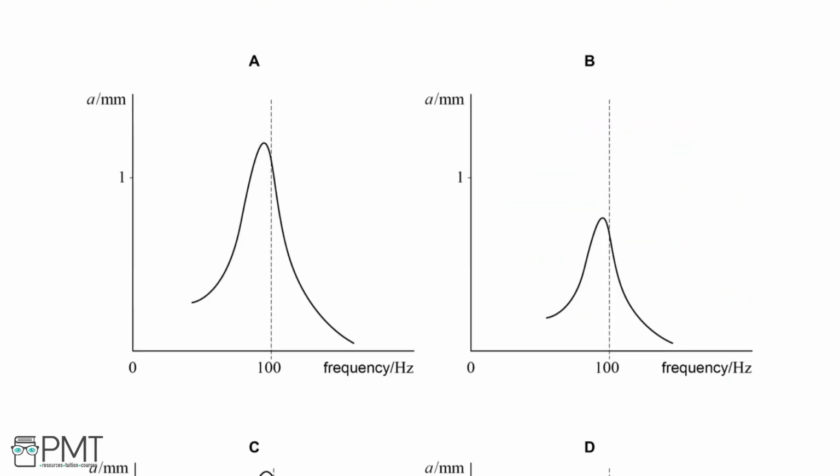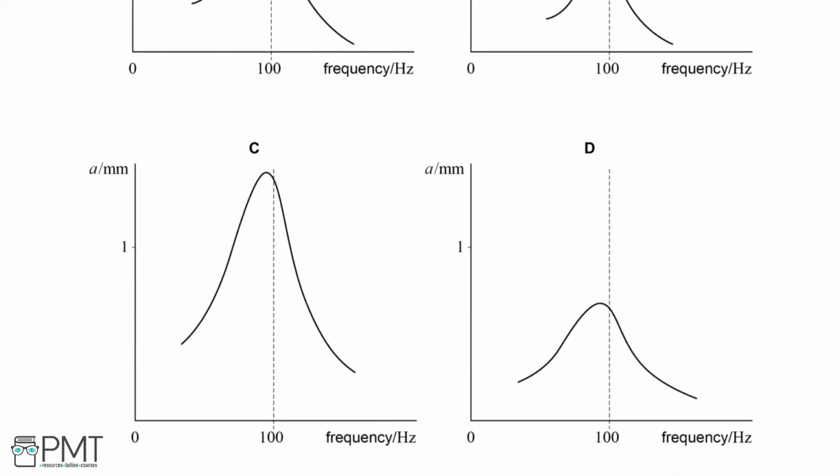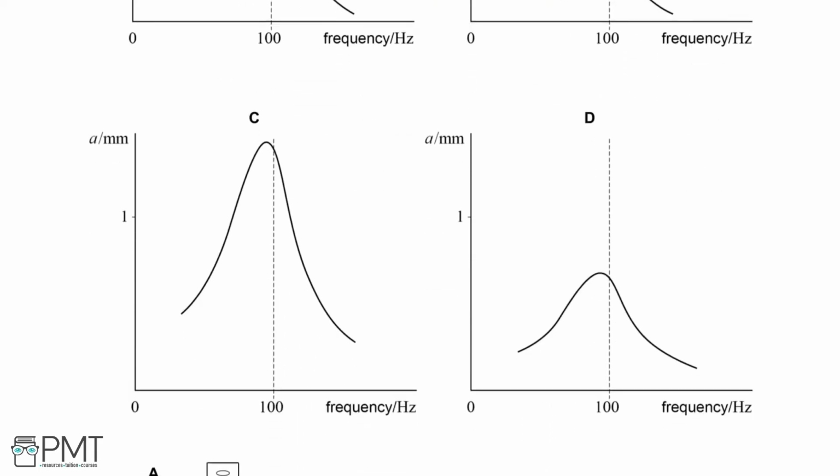So looking at our graphs, we can see that the only graph that meets all three of these criteria is going to be D, because you can see with option D that not only is the peak lower, more spread out, but it is also slightly to the left of 100 Hertz, so it's at a slightly lower frequency. So the answer here is going to be D.